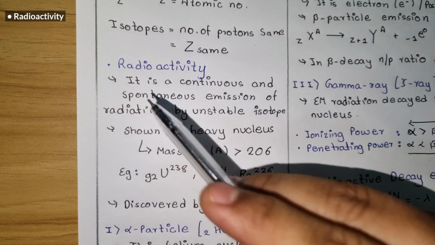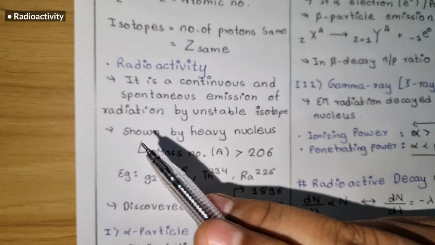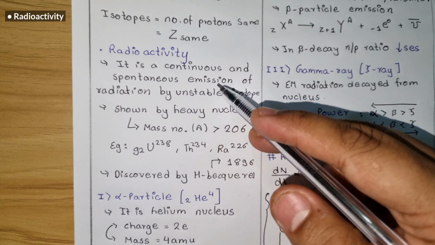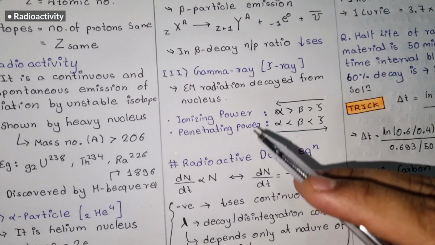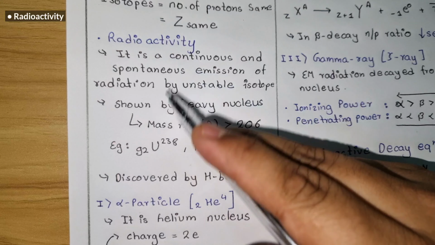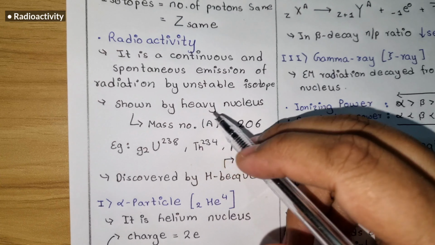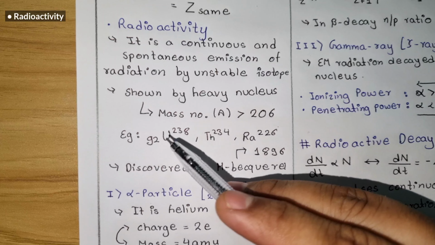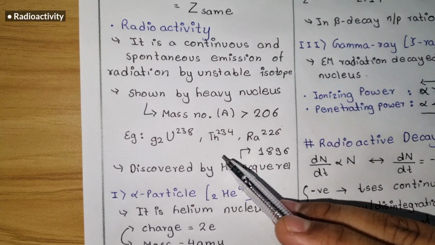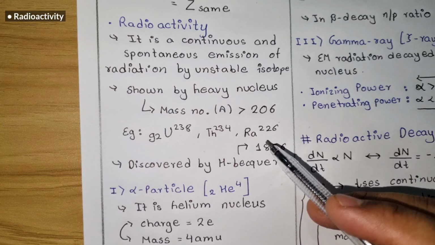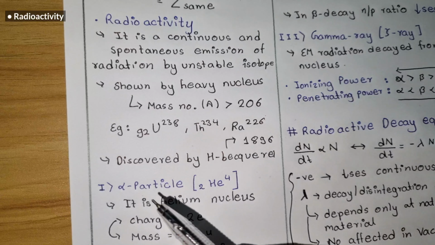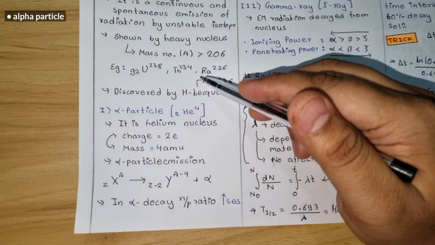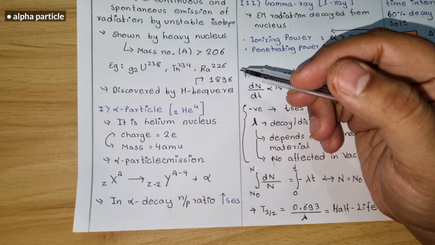What is radioactivity? Radioactivity is the continuous spontaneous emission of radiation by unstable isotopes. This spontaneous emission is of alpha particles, beta particles and gamma rays. The main thing about radioactivity is that it is only shown by heavy nuclei, that is, those elements that have mass number greater than 206. For example, uranium-238 atom, thorium-234 atom, radium-226 atom. The phenomenon of radioactivity was first discovered by H. Becquerel in 1896 AD. Now let us understand the three radioactive emissions.